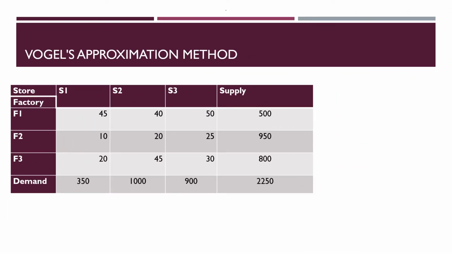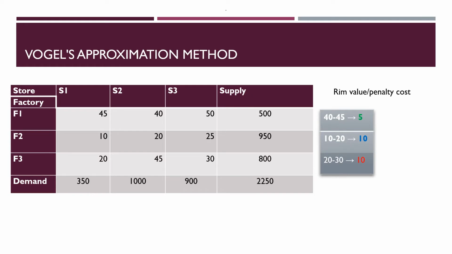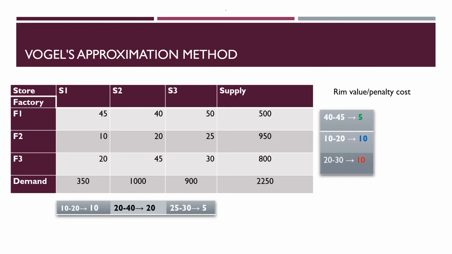Then we are going to find the penalty cost of each column as well, using the same method, that is the difference between the two lowest costs. Now out of these 6, we have to select the highest one. That is where the opportunity cost is highest. So we are going to minimize the opportunity cost or the penalty cost. Therefore, we are going to select the highest amount. Here the highest amount is 20.